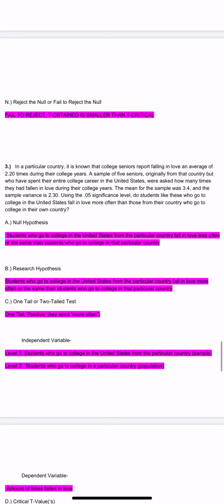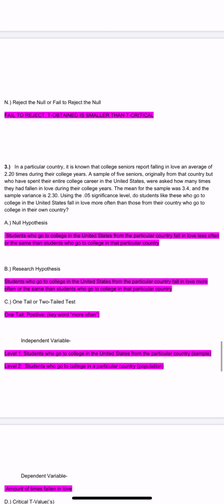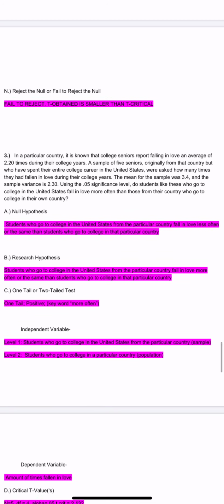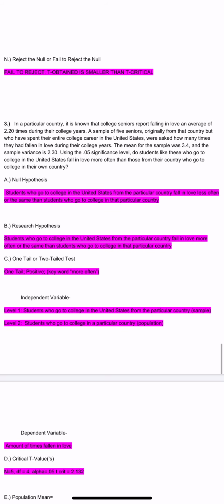So the null hypothesis, we have to look for "more often," right? So more often, what does that give away? A one-tailed test, so we have to write the null hypothesis as such: students who go to college in the United States from the particular country fall in love less often or the same as students who go to college in that particular country. And the research hypothesis: students who go to a college in the United States from a particular country fall in love more, because that's what we're looking for.